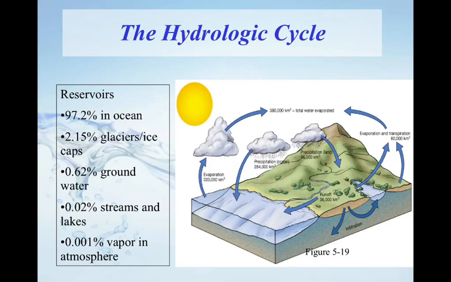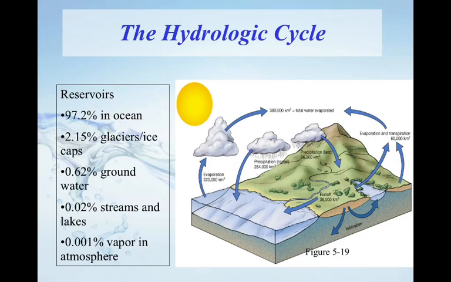In order to talk more about how salinity varies, we need to just do a quick refresher on the hydrologic cycle and where oceans came from. So, as you probably know, most of the water on the planet is in the ocean, 97.2% to be exact.